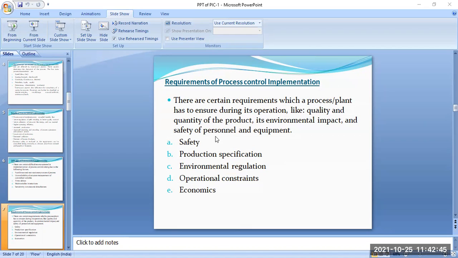So I repeat once again. First you have to follow the safety rules. First you have to follow safety of the personnel as well as what type of equipment we have to use in this process control or process industries plant. Okay, so we have to follow the operating temperature of the device or plant, that is the pressure level. Then also we have to control the flow rates.